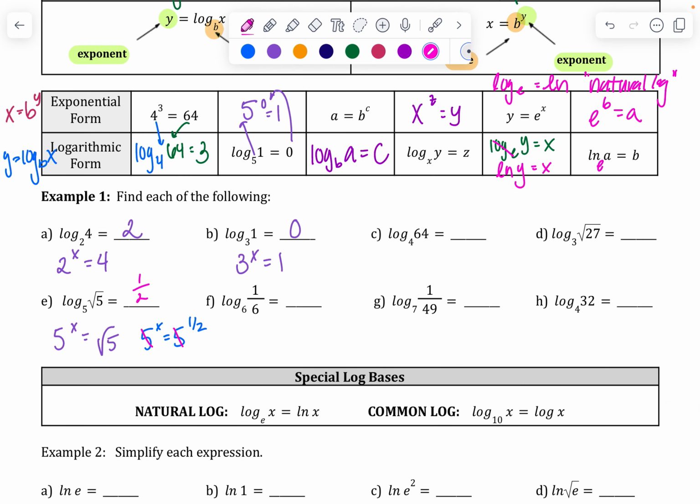Right? Part F. 6 to the what power gives me 1 over 6? I can rewrite this one as 6 to the x power is equal to 6 to the negative 1st power. Same thing, cancels out. X is equal to negative 1.